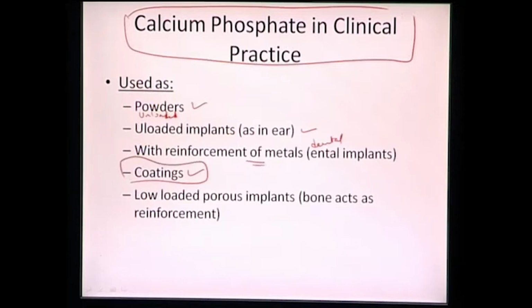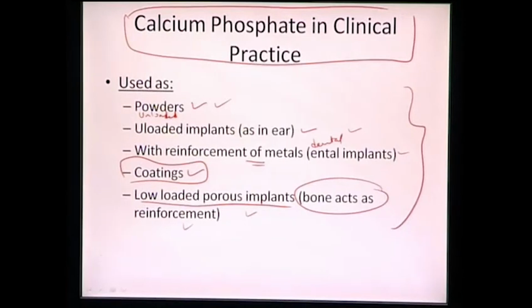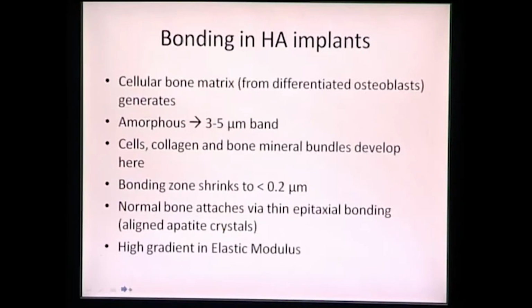Calcium phosphate will get resorbed, and then it can serve as a very nice coating. And they can also be used as low loaded porous implants, so bone itself will act as a reinforcement. So those are the several uses of calcium phosphate: as powders or unloaded implants, with reinforcement of metals, as coatings, or as low loaded porous implants where the bone itself will act as a reinforcement of these particular materials.